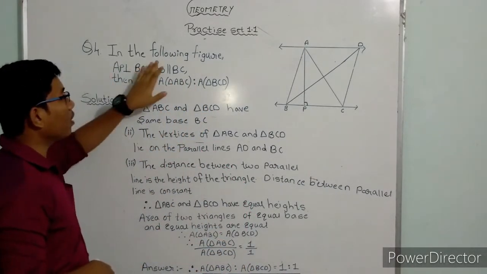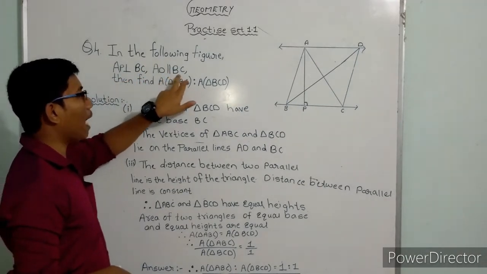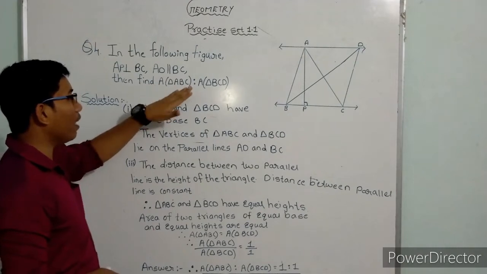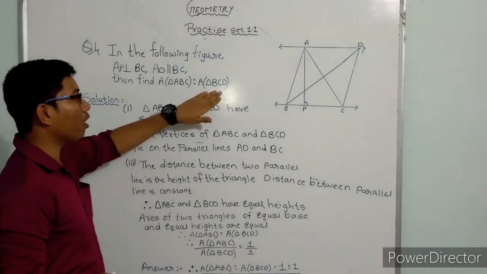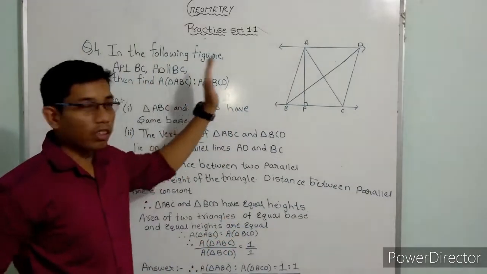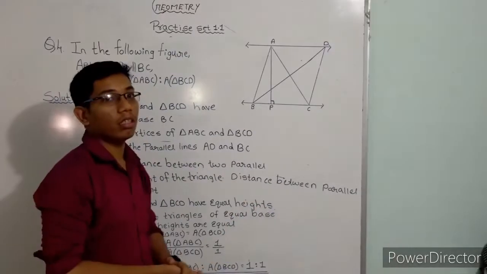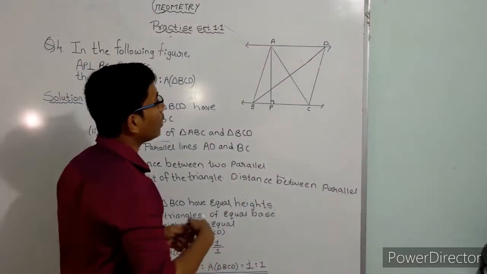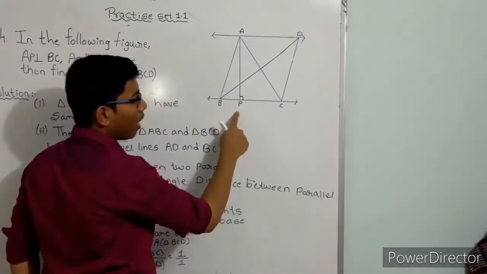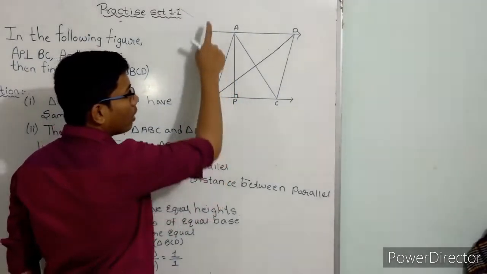What is the question? In the following figure, AP is perpendicular to BC, AD is parallel to BC, then find the area of triangle ABC to the area of triangle BCD. So guys, leaving this question aside, we will first see the diagram and understand it properly. See, this line and this line are parallel. AD and BC are parallel to each other.